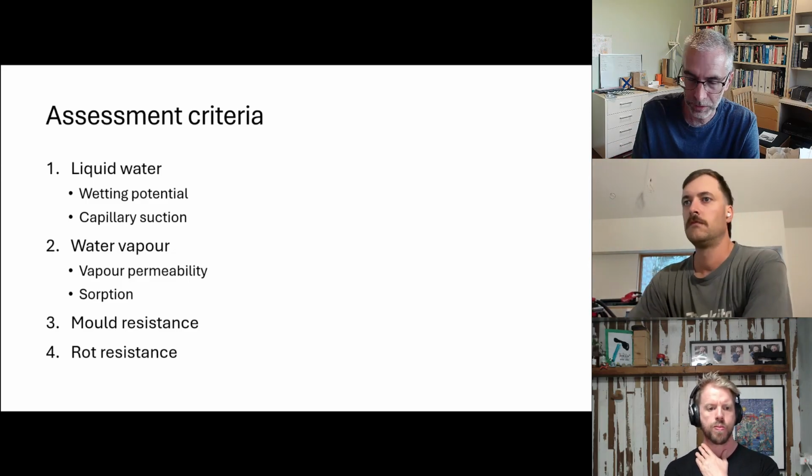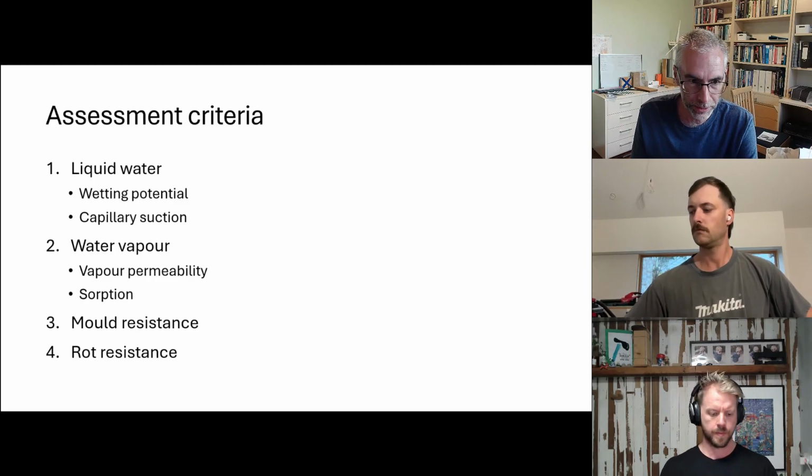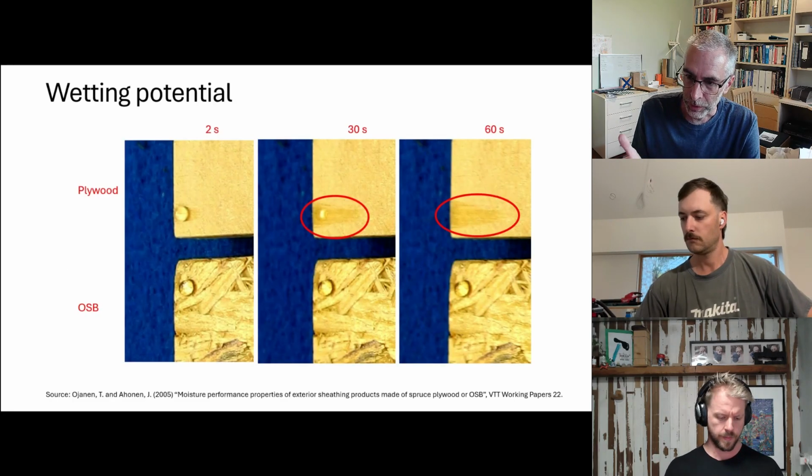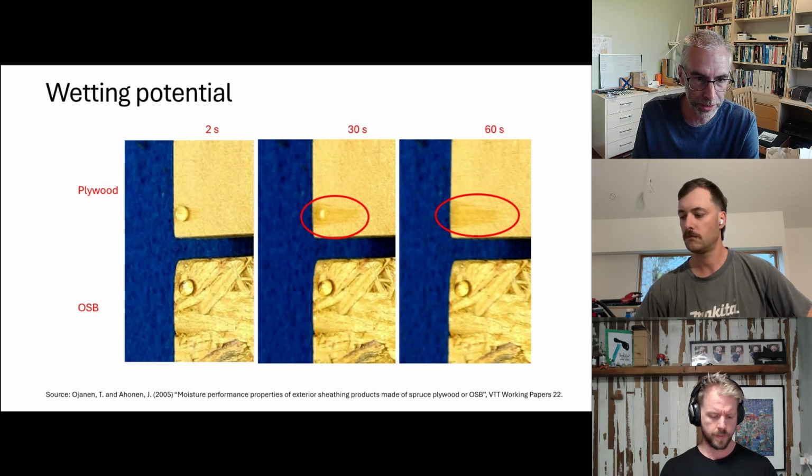accumulating or travelling through these materials, mould resistance and rot resistance, which clearly are related to those first two. So let's start with wetting. So this is liquid water, say under a windowsill or something like that, might get into our system and then roll down the outside of our wall, get past our WRB or our external sarking membrane. So this is pretty clear.